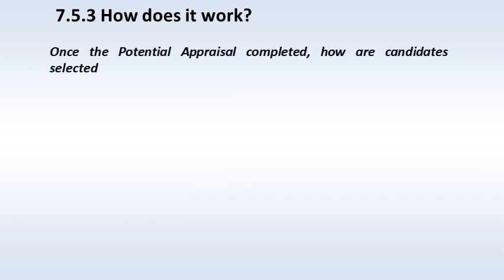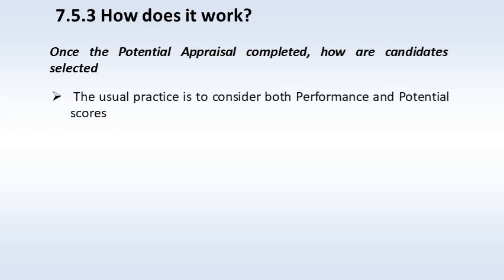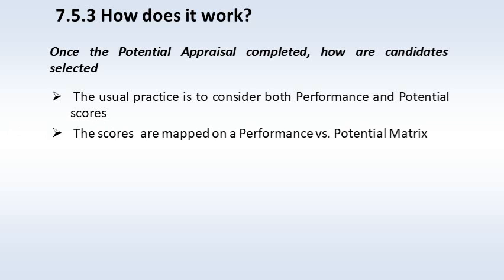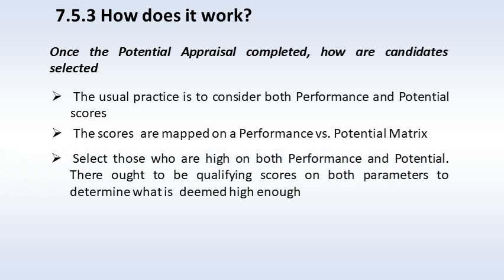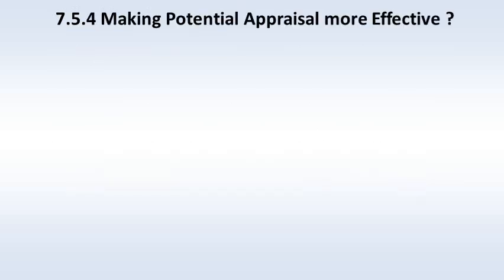Once the potential appraisal is completed, how are candidates selected? The usual practice is to consider both performance and potential scores. The scores are mapped on a performance versus potential matrix. Select those who are high on both performance and potential. There ought to be qualifying scores for both parameters to determine what is deemed high enough, making potential appraisal more effective.